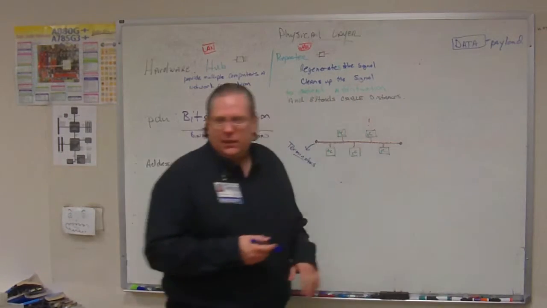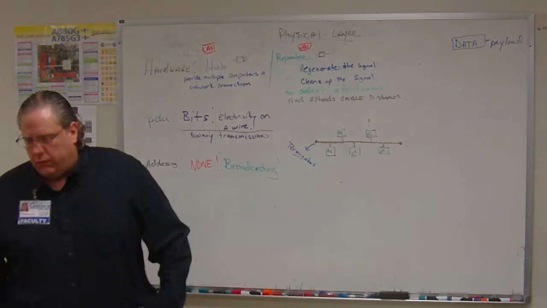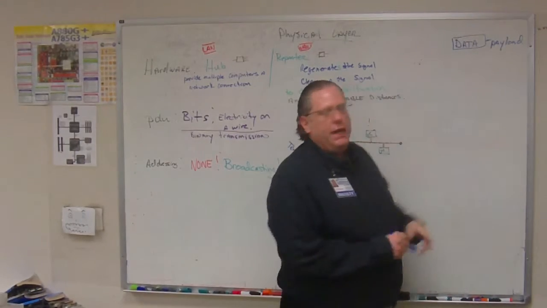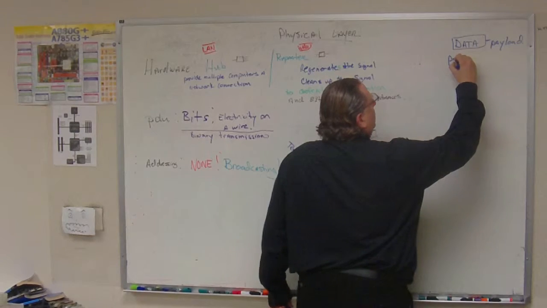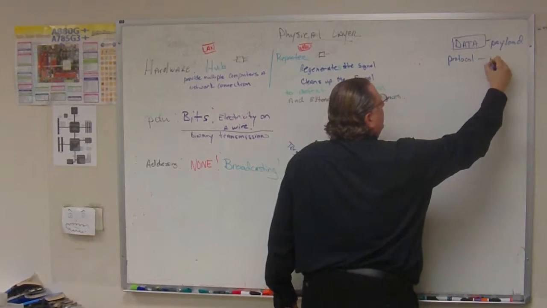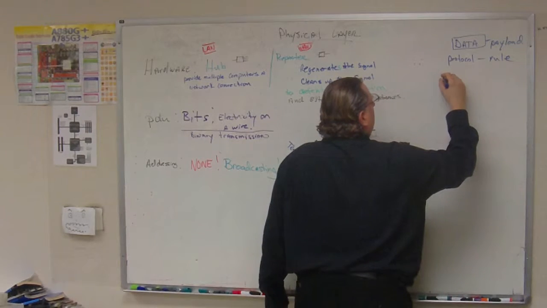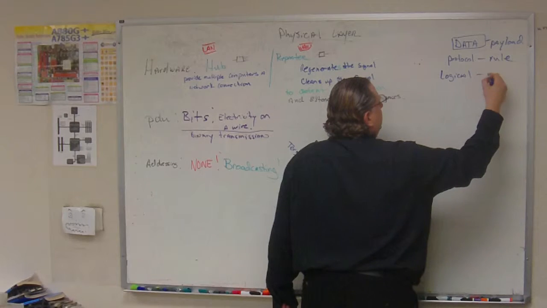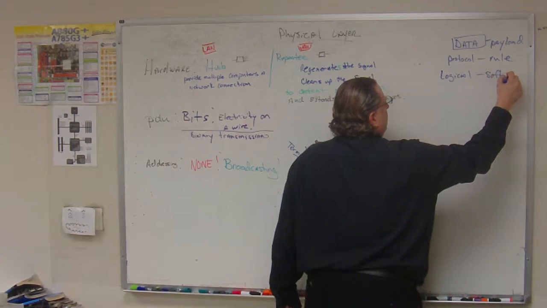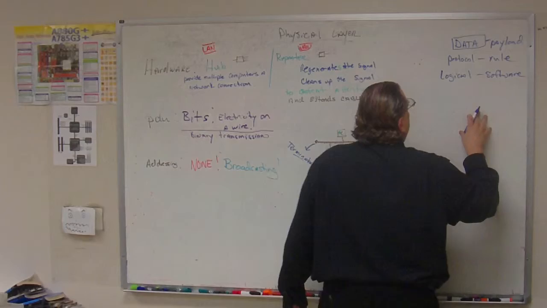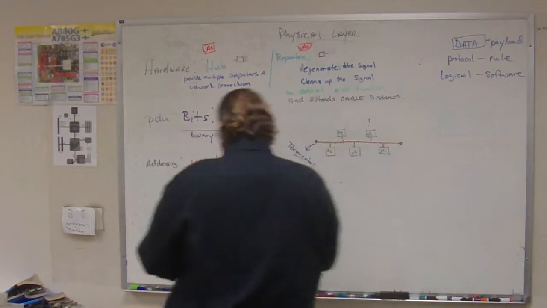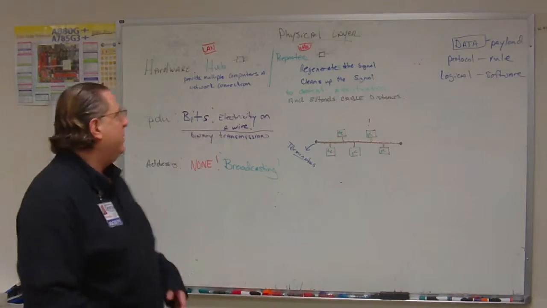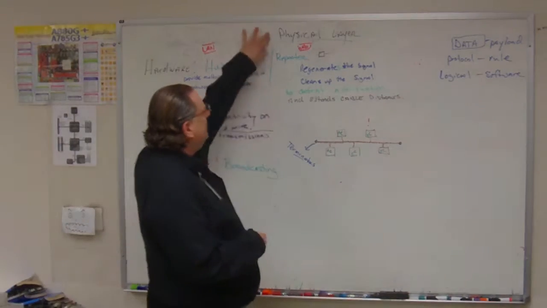Alright, so some basic relationship definitions that we made yesterday. Data is also known as a payload. Protocol, that's another word for rule. Logical, to us this should mean software wherever we see it. And so far I think that's all we've done, and the first layer of the OSI model. So the first layer of the OSI model is the physical layer.